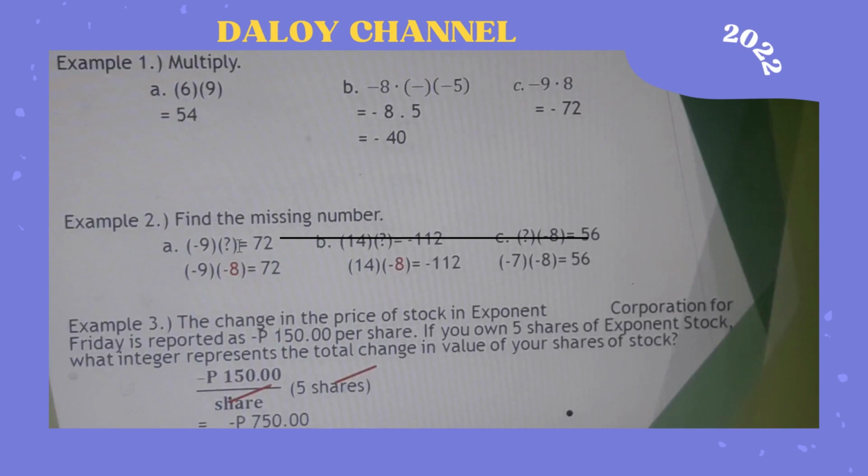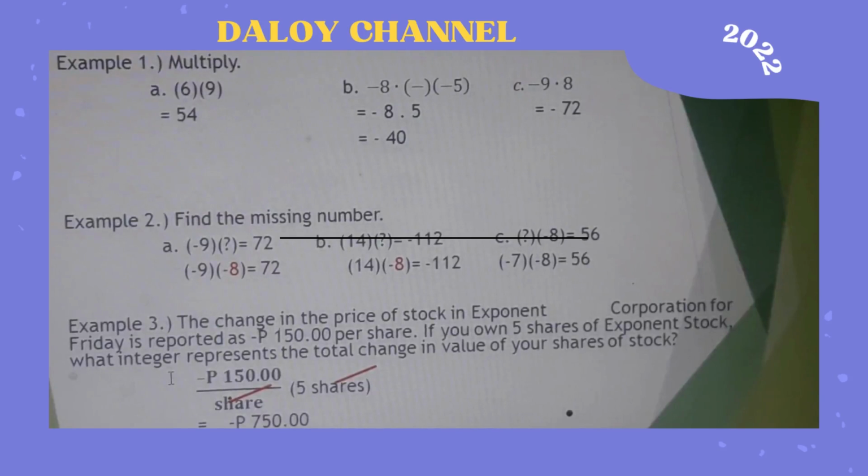Okay, example number 3. It's a worded problem. So the change in the price of stock in Exponent Corporation for Friday is reported as negative 150 pesos per share. So if you own, for example, 5 shares of Exponent stock, what integer represents the total change in value of your shares of stock?